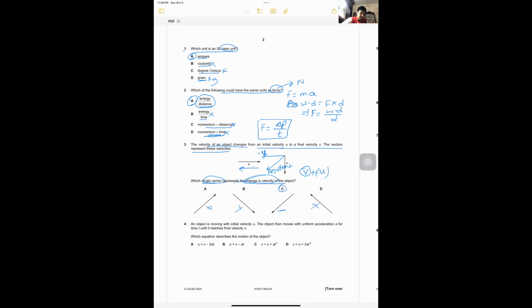Question 4: an object is moving with initial velocity u. The object then moves with uniform acceleration a for time t until it reaches final velocity v. Which equation describes the motion of the object? So equations are given with velocity. We know the formula v equals u plus at. This can also be written as u equals v minus at. So I can see that this formula is given in that equation, so that should be correct.